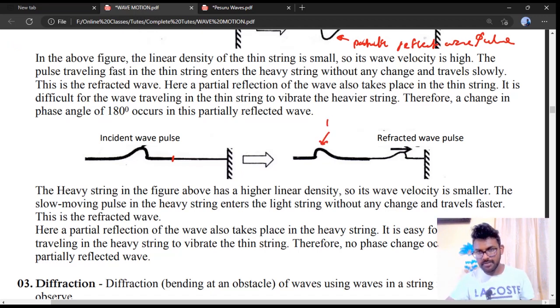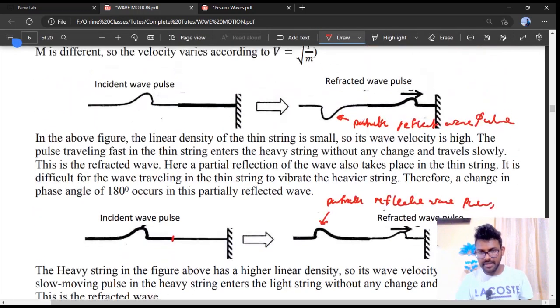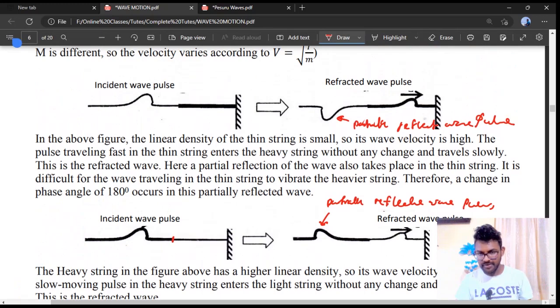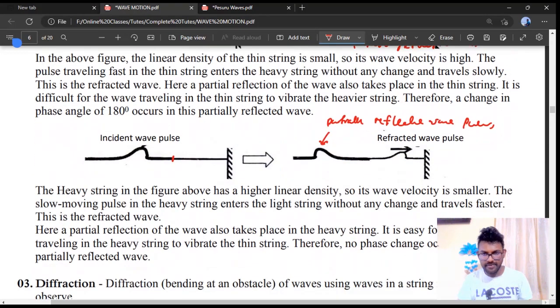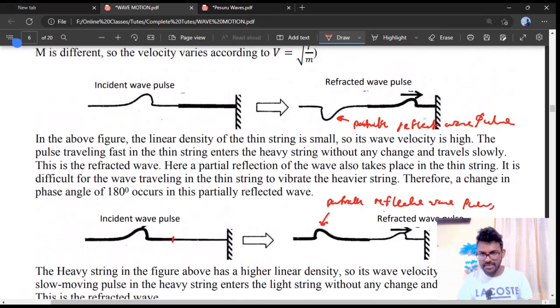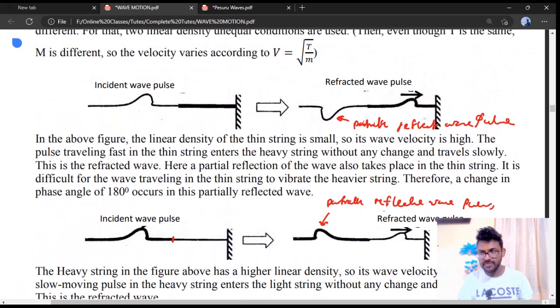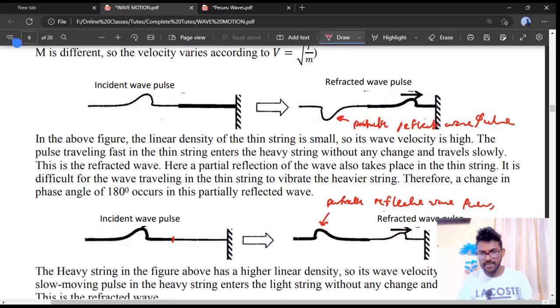This is called the partially reflected wave pulse, right? So there will be a partial reflection there as well, but that is a soft reflection. That thing is given here, right? Within this paragraph, I have mentioned how this happens. Okay, so this is the partial reflection, and that is a hard reflection, or we say a rigid reflection. This is a soft reflection happening here, and this refraction can also be seen, right?